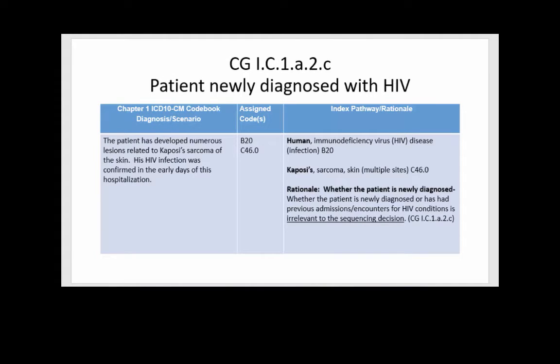If a patient is newly diagnosed with HIV, the point that's being made with this guideline is that whether the person was diagnosed last week, last month, 2 years ago, 10 years ago, that is not determining what the sequencing directions are. The sequencing directions are dictated by whether or not the infection is HIV-related. If it's HIV-related, the B20 is going to be your principal diagnosis. If the infection or the condition is not HIV-related, then that is going to be the principal instead of the HIV.